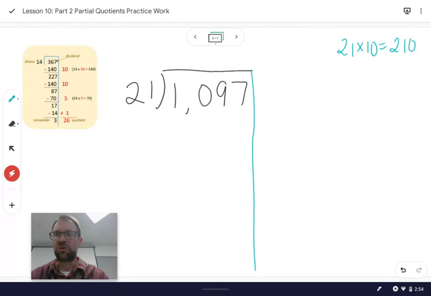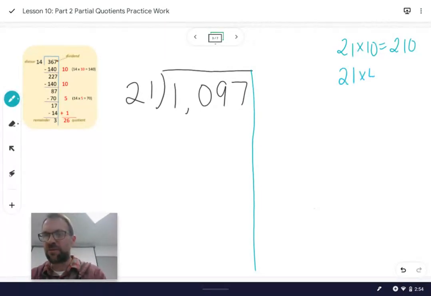If I go to 20, that's going to be 400 and something. Or I want to go faster than going 10 by 10 by 10. I'm going to jump up a little bit here. What if I just jumped right up to, let's say, 40. 21 times 40.